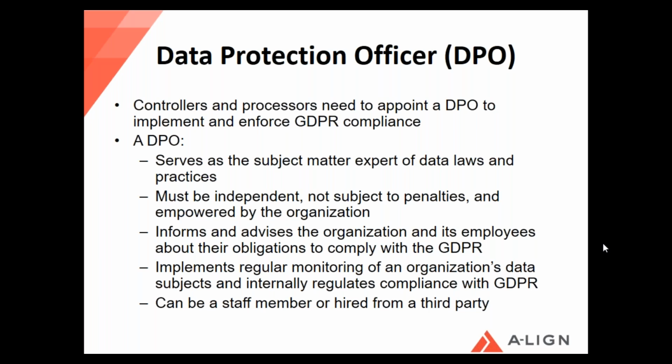So the first type of organization is where the processing is carried out by a public authority or a body. So if you're a public authority or a body. The second is where the core activities, which are the key operations of the organization, and again, all of that is defined within the regulation, so you can get more details if you need them or ask questions afterwards. But again, where the core activities or key operations of the controller or the processor consist of processing operations which require regular and systematic monitoring of data subjects on a large scale.